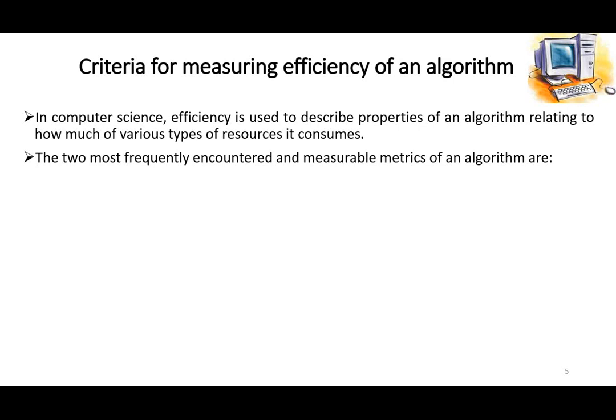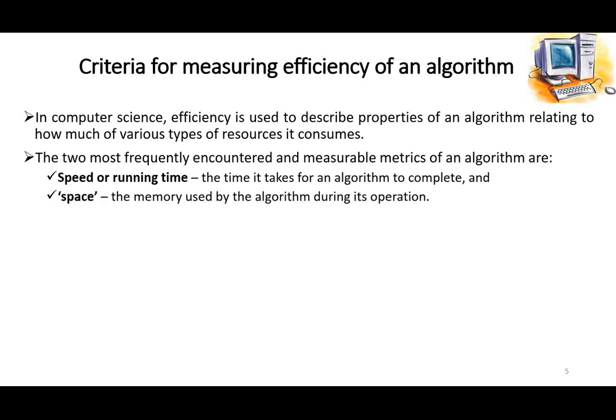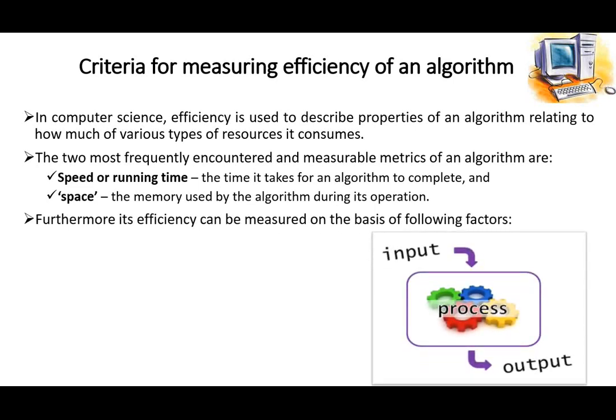The two most frequently encountered and measurable metrics of an algorithm are: number 1, speed or running time. Speed means how quickly it can perform the function, and how much running time it requires, the time it takes for an algorithm to complete. And the second thing is space. Here space means the memory used by the algorithm during its operation.